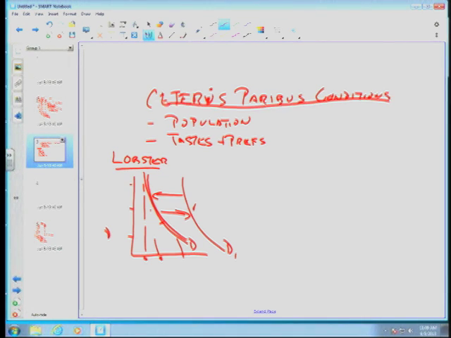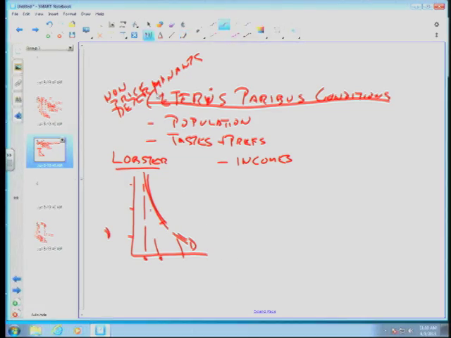Changes in these will shift the curve. These are non-price determinants. It says determinants of demand. Changes in non-price determinants of demand will shift the curve in or out. So what else do we have? Populations, tastes and preferences, incomes, absolutely.